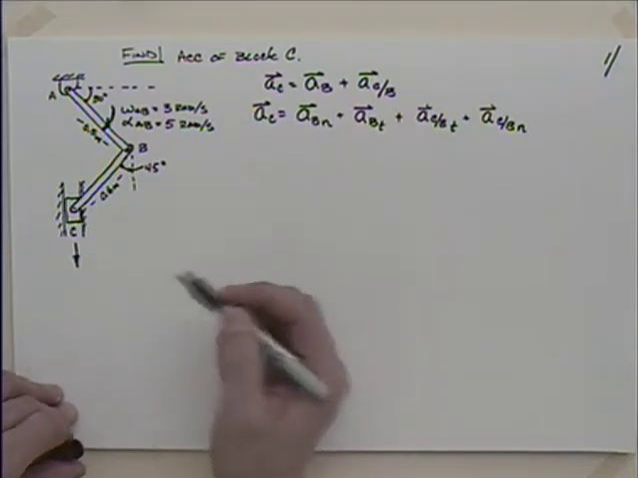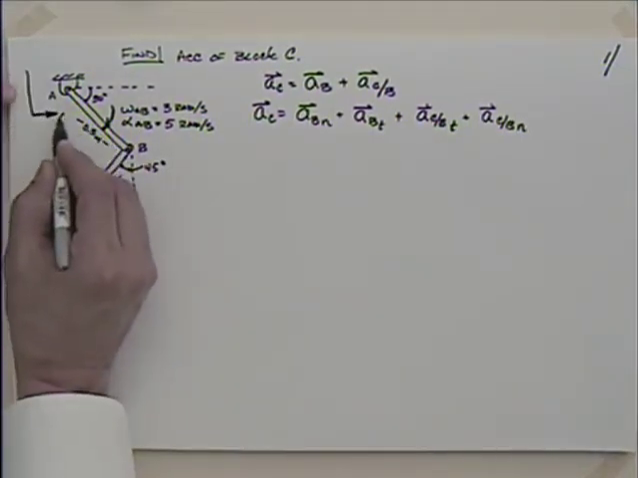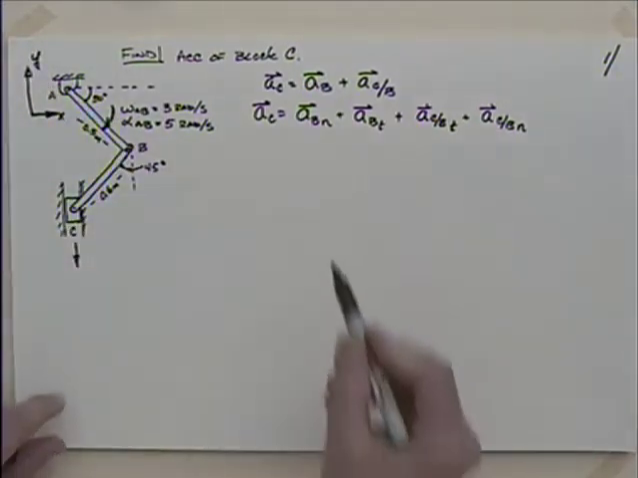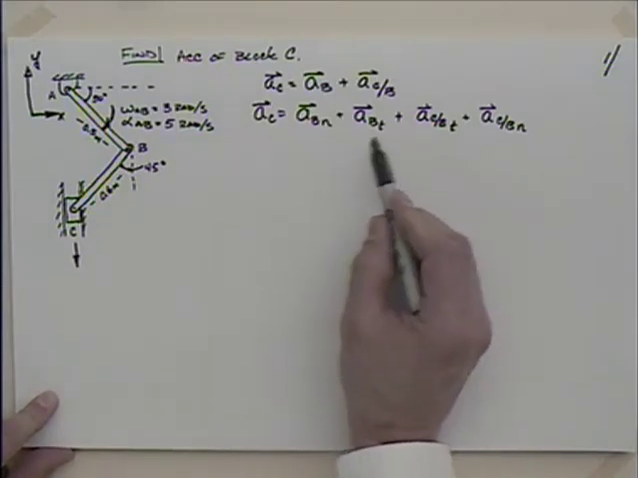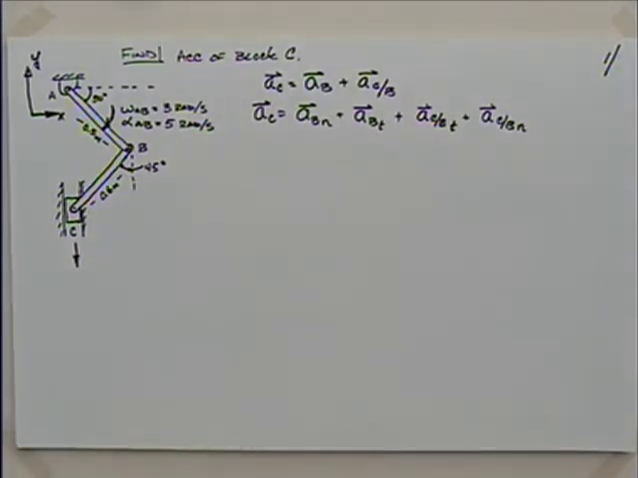If we look at a standard XY coordinate system, why don't I put my coordinate system over here? I'll say that this is the X direction, that's the Y direction. This normal piece will probably have two components. The tangential piece will probably have two components, and so forth. So we'll have a lot of stuff going on here, but I think we can get through it.